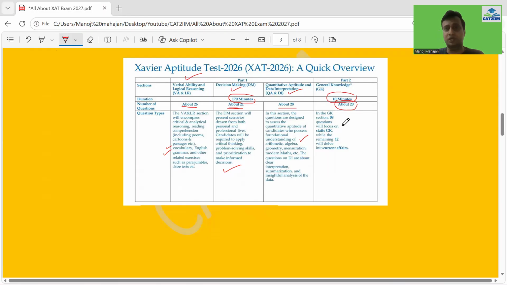you, and out of which 8 would focus on the static GK, and remaining 12 would be on the current affairs. So make sure that you keep reading the newspaper so that you are aware of the current affairs going on. And of course, you have to focus from the static point of view also, so that you can do well in the part 2 of the XAT paper, which is based completely on the general knowledge, right?